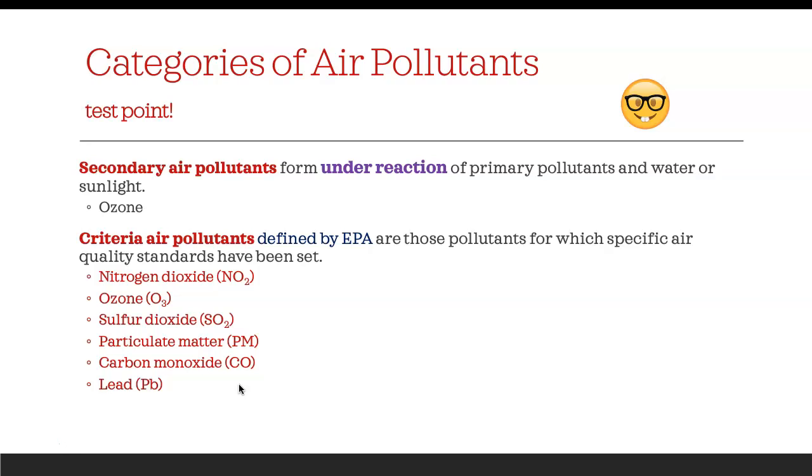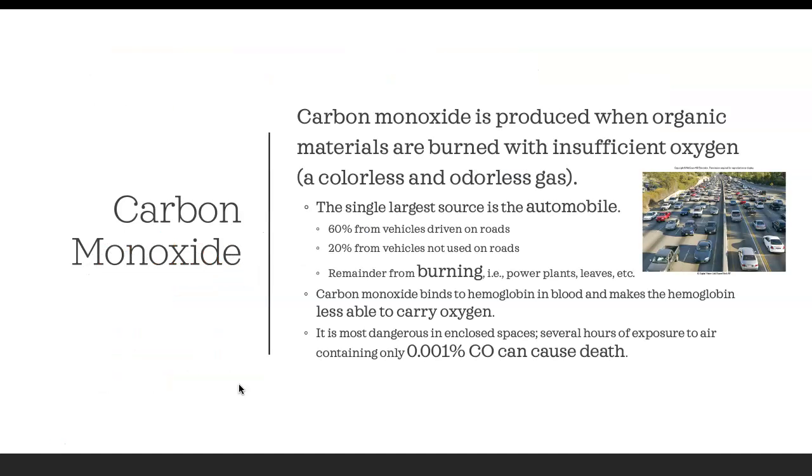The secondary air pollutants result from the reaction of primary pollutants and other components in the atmosphere. So secondary air pollutants are something resulting from the primary air pollutants through chemical reactions. And the criteria air pollutants defined by EPA are the six I just mentioned to you. We're going to talk a lot about this in this chapter.